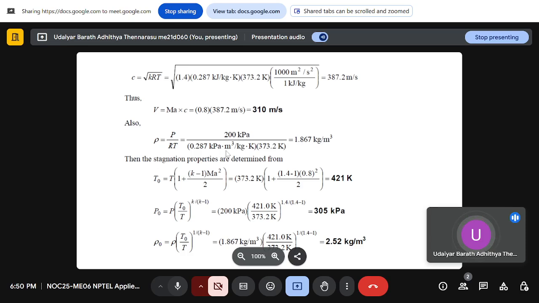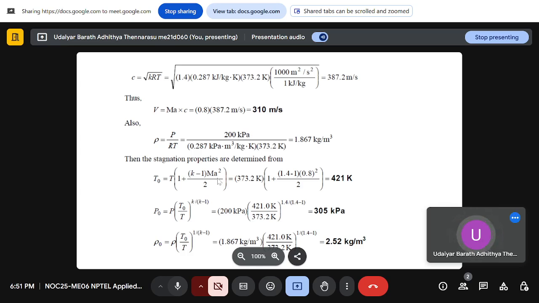Now, the stagnation properties can be determined with the same expression: H naught is H1 plus V1 square by 2. So that's what we write. If you write H naught in terms of temperature, you get Cp T naught equals Cp T1 plus V1 square by 2. Dividing by Cp, we get T naught is T1 plus V1 square by 2 Cp.